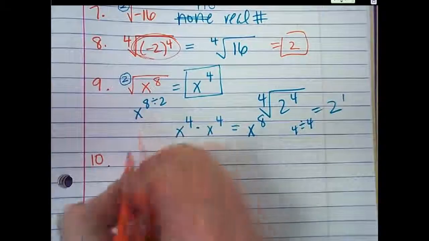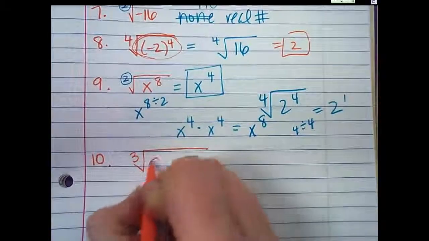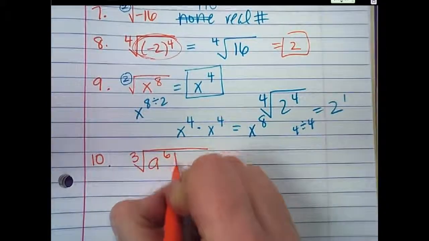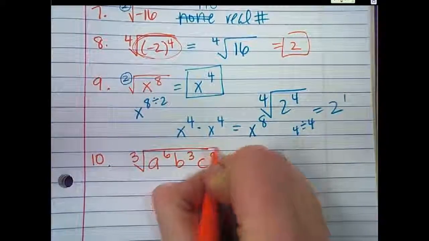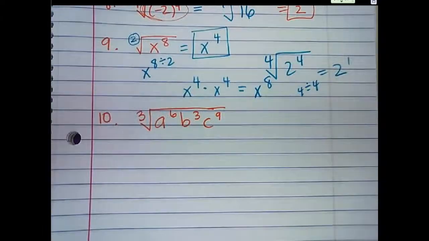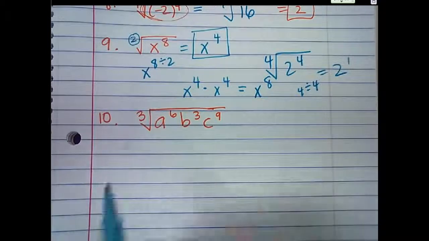Let's do another one like that. Cube root of A to the 6, B to the 3, C to the 9. So now I'm taking each one of those exponents, and instead of splitting it in half, I'm splitting it into thirds, right? So you divide each one by 3.